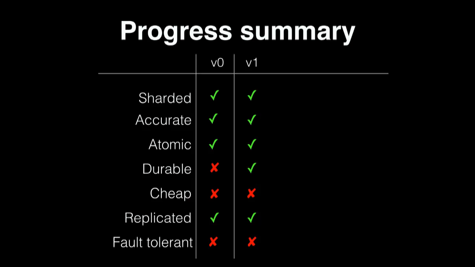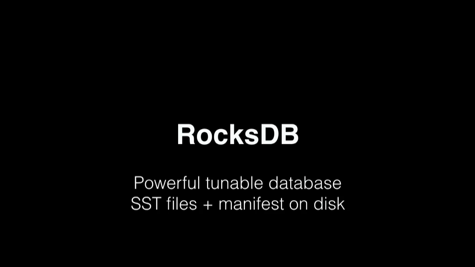Now, we want to make it cheap. And the way we do that is to replace our storage engine with RocksDB. We chose RocksDB mostly for 2 reasons. One, RocksDB is very simple, but it's very powerful and tunable, and we'll get into details later. And secondly, its on-disk structure is really, really simple. It's just a list of SST files and a manifest that shows how to read the data back. And that will help us to make things much easier to operate and much cheaper.